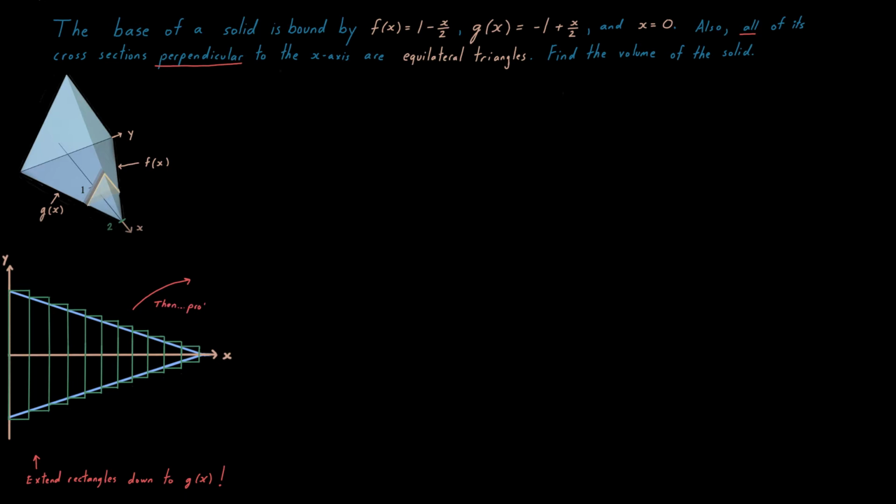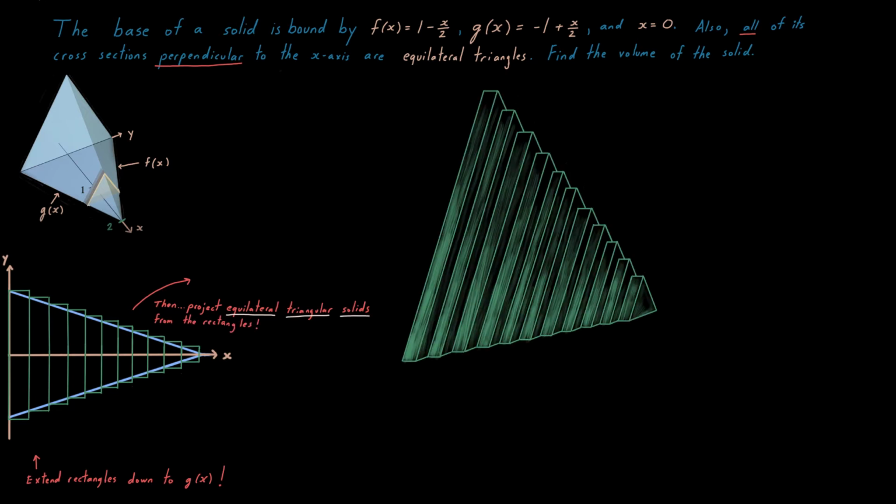Now from these, I'm going to do something very special, very visual. I'm going to project equilateral triangular solids from each of those 11 rectangles, and look at this. This is what I create. I create this solid region in green. And this solid region in green, composed of 11 equilateral triangular solids, is a good approximation of that solid on the left. So the volume of this on the right is a nice approximation of the volume of the solid on the left.